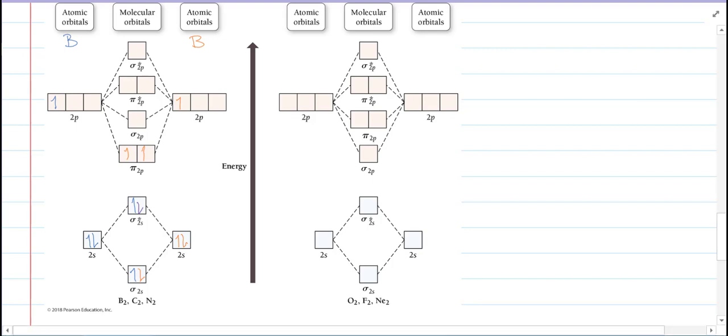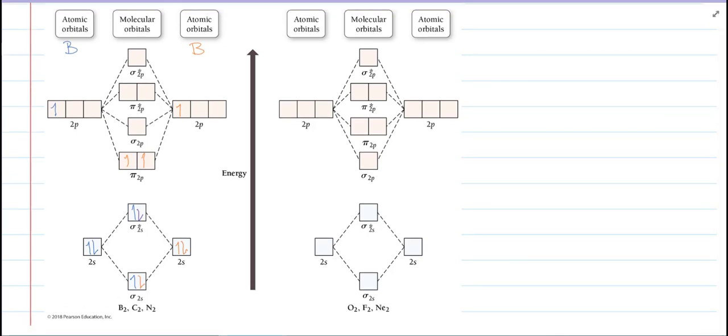Now the difference between B2 and O2 or F2 is that sigma is lower than pi, and sigma star is higher in energy than pi. So this is out of order for boron, carbon, and nitrogen. It's just out of order. And that has to do with large s and p interaction. So the 2s and 2p really interact in B, C, and N, and they don't interact as much in O, F, or Ne.